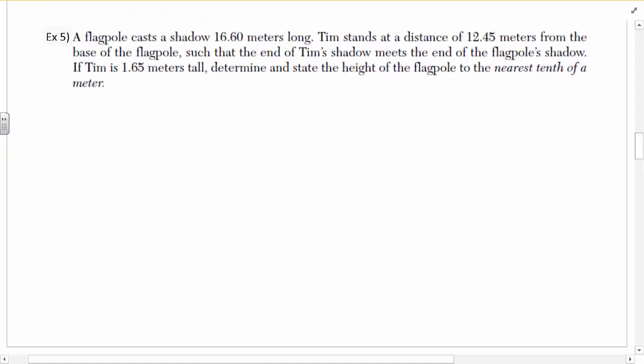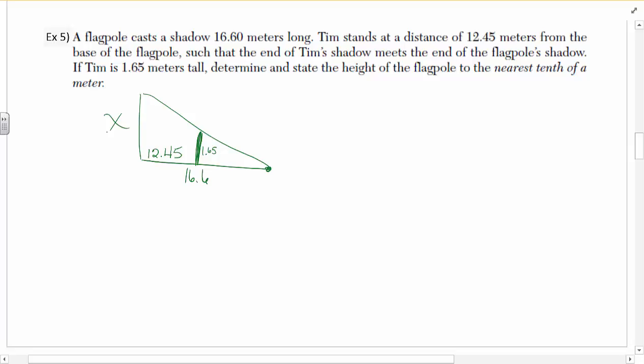Here's a shadow problem. Same thing. Flagpole casts a shadow 16.6 meters long. So here's a flagpole. Here's a 16.6 meter shadow. Tim stands 12.45 meters from the base. So Tim is standing right here. And Tim's shadow ends where the flagpole shadow ends. If Tim is 1.65 meters tall, determine the height of the flagpole.